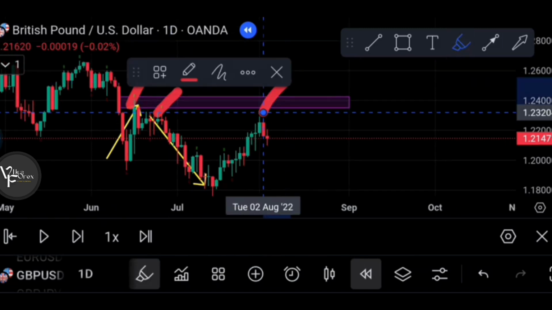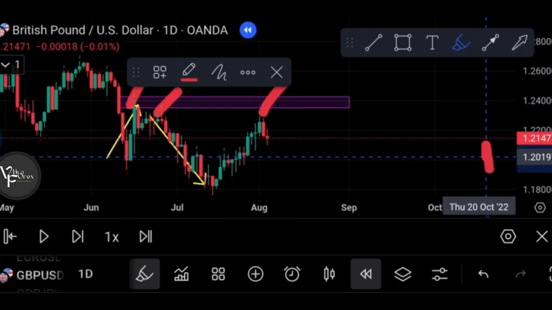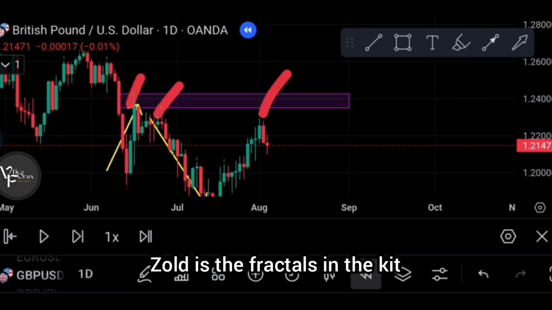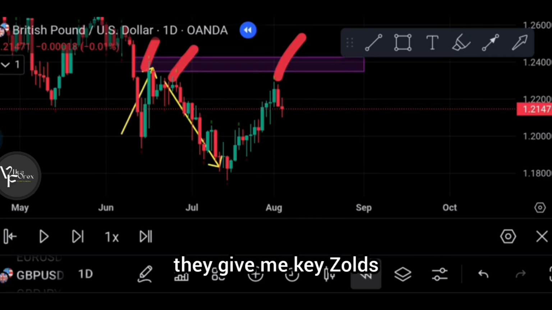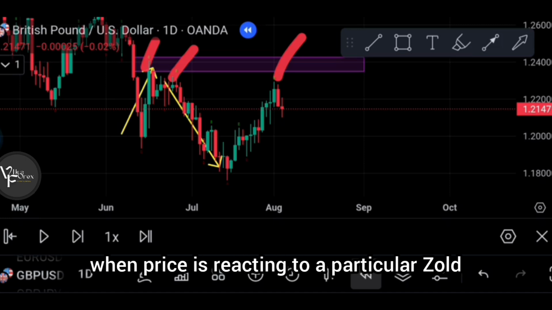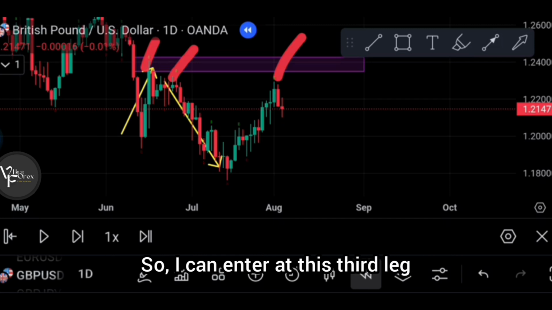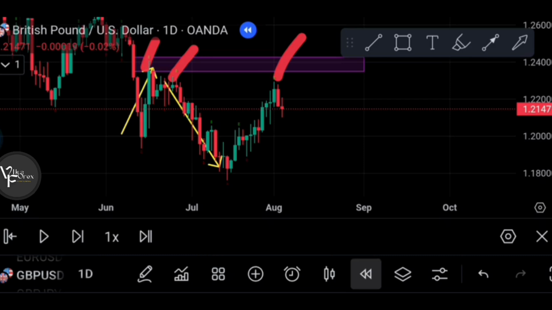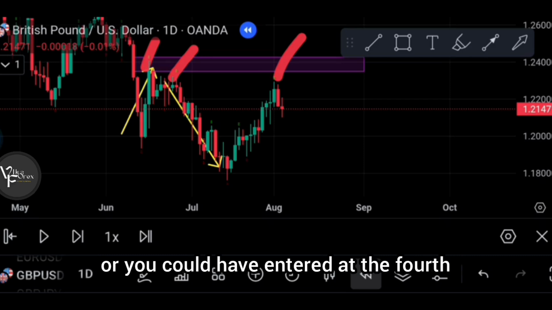Another thing I use to take note of zones is the fractals indicator. I enjoy using the fractals because they give me key zones and key reversals. They help me easily identify key areas in the forex market. When you see the green dots at the top, those are fractals. They will tell you easily when price is reacting to a particular zone. So I can enter at this third leg, or I can enter at the fourth touch. You can enter at the second, at the third, or at the fourth.